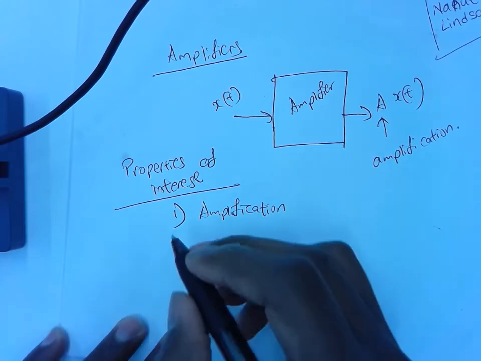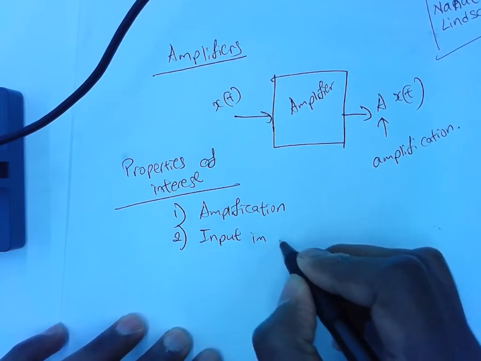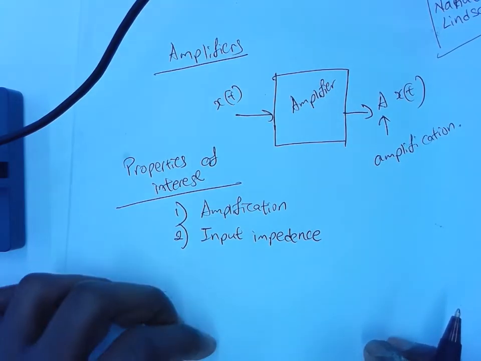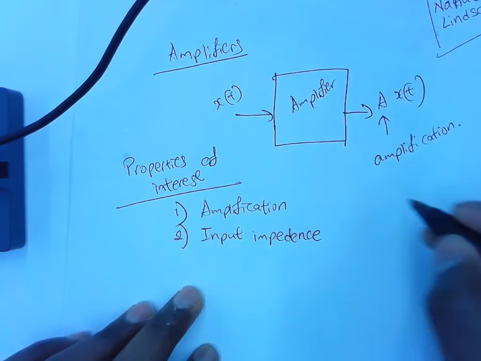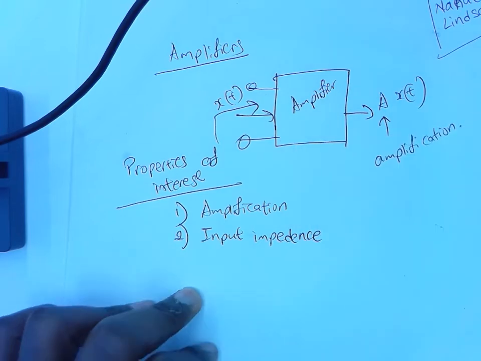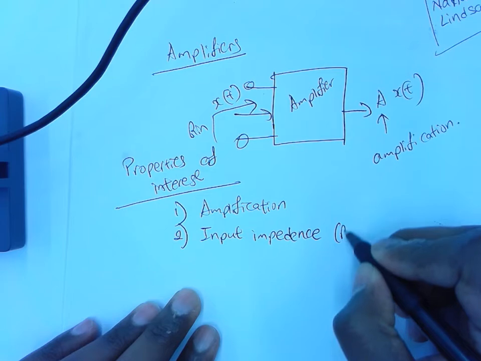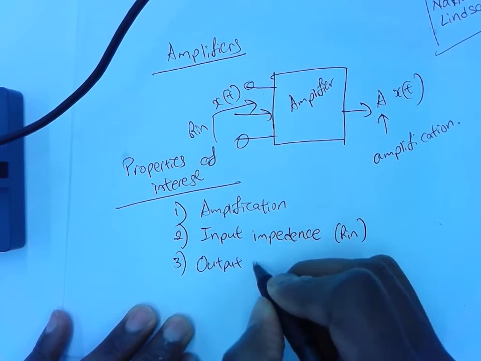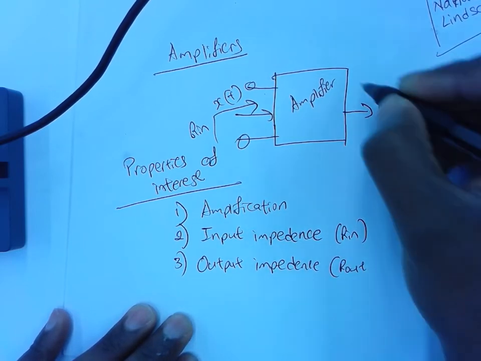Second, input impedance. If I look into the amplifier, how much is the input impedance? Let's say this is a box and there are two terminals coming out of it. If I look in, how much input resistance am I seeing? This is R in. Third, output impedance, R out. That means looking in here, that is R out.